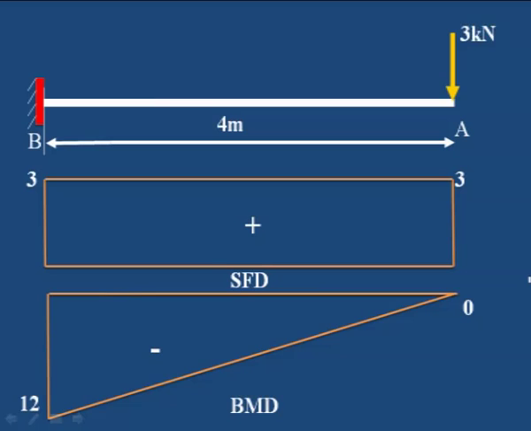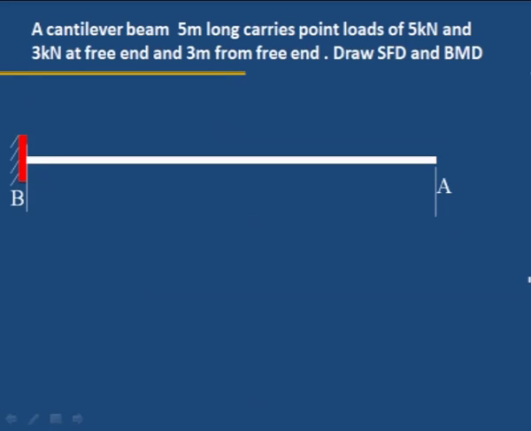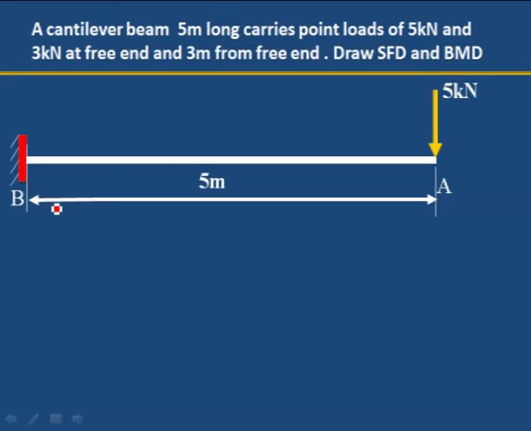This is the shear force and bending moment diagram for the cantilever beam carrying a point load at the free end. Let us consider one more example with 2 point loads. A cantilever beam, span 5 meter, carries a point load of 5 kilonewton at the free end and 3 kilonewton at 3 meter from the free end. This is the free end.